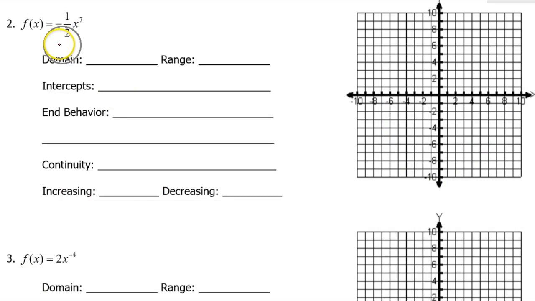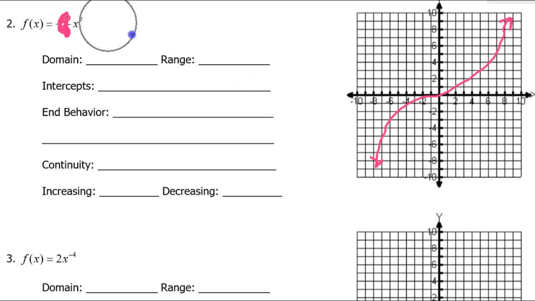All right, looking at problem number 2. If I temporarily ignore the negative 1/2 in front, I'm left with x to the 7th power. Okay, so x to any odd power has the general look of this. Whether it's x to the 3rd power, x to the 5th power, x to the 7th power, this is the general shape of that type of graph. Okay, it's bigger than 1, so it's going to be vertical and not horizontal.